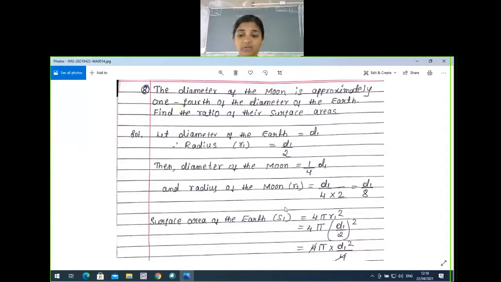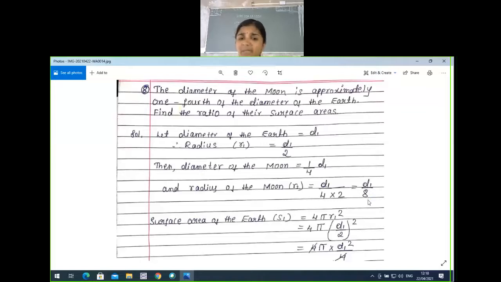Now next, what do we need to find the surface area? Radius we need. Okay, and the radius of the moon r2 is equal to diameter divided by 2. The diameter of the moon is 1/4 d1. So now we are finding the radius of the moon. So radius of the moon is d1 divided by 4 into 2, so that is equal to d1 by 8.